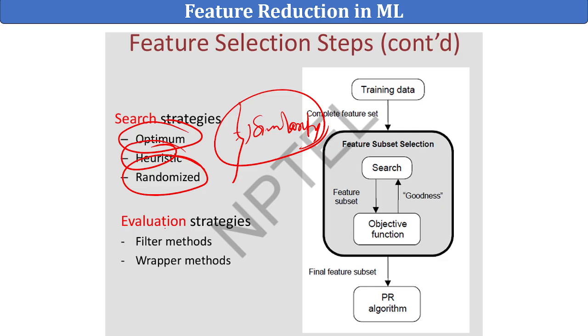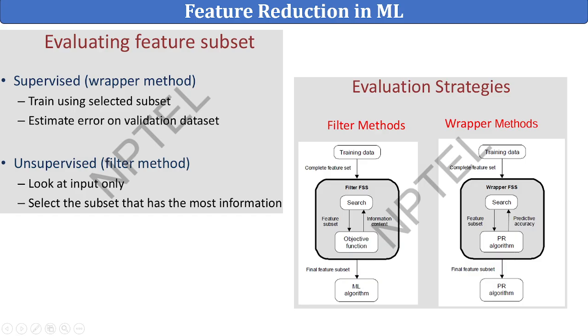Then we can check how we can evaluate. We can do it with the filter method or maybe the wrapper method. In the filter method, we can do it user-based or maybe item-based. Then, how can we do the evaluation? In the supervised case, we train using a subset, then estimate the error. Unsupervised, we can do with the filter methods and so on.